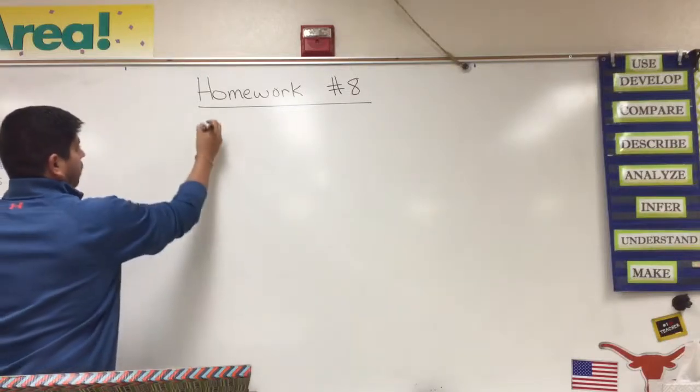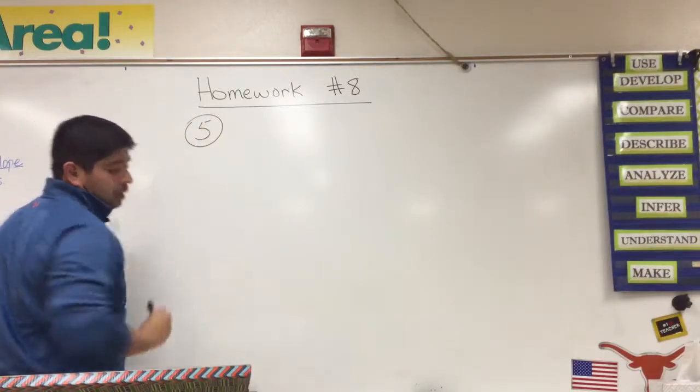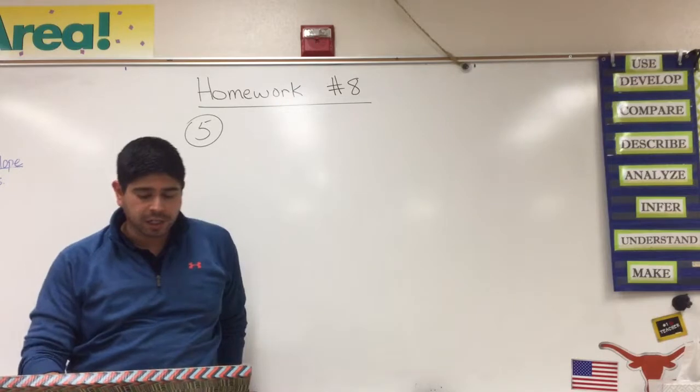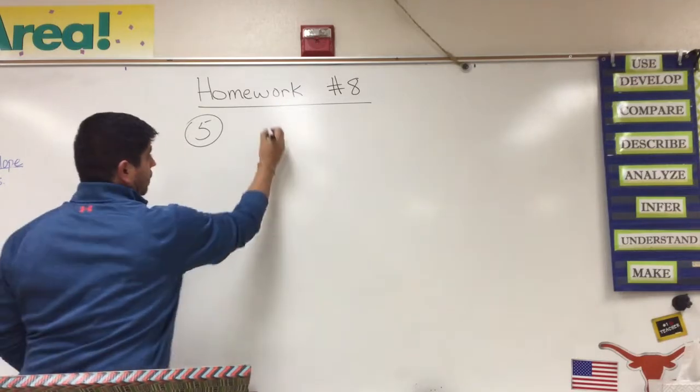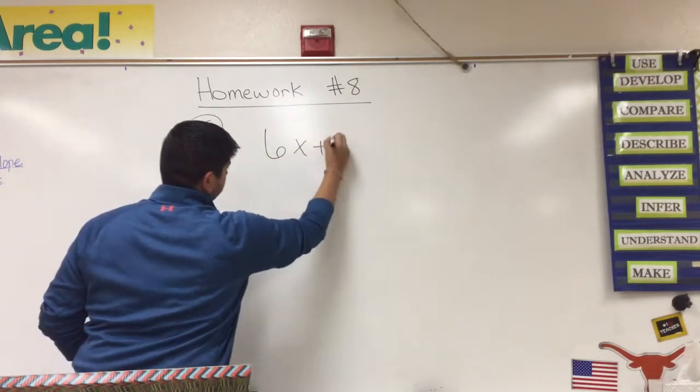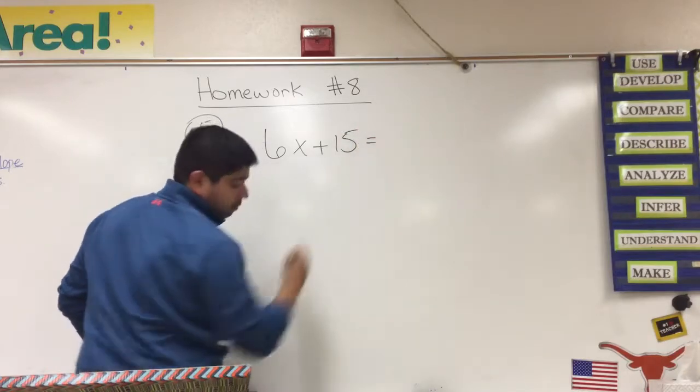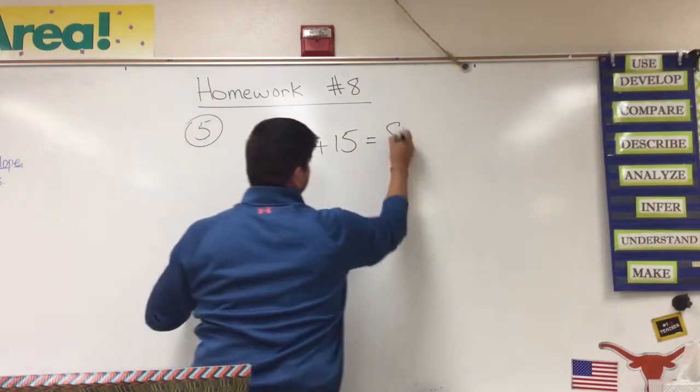Okay, number 5. It looks like we're just solving the equation, solving for x. So I have 6x plus 15 equals 8x plus 45.